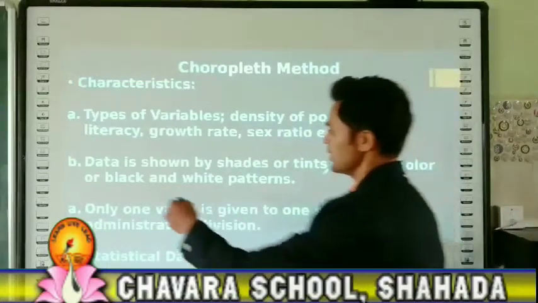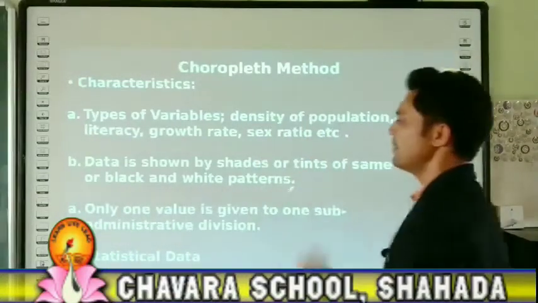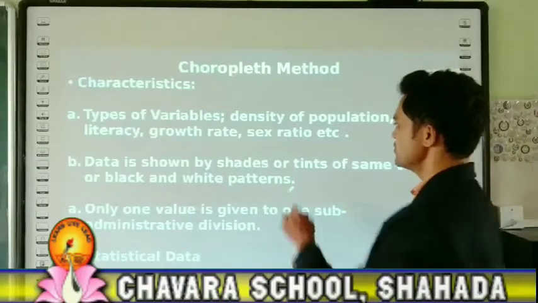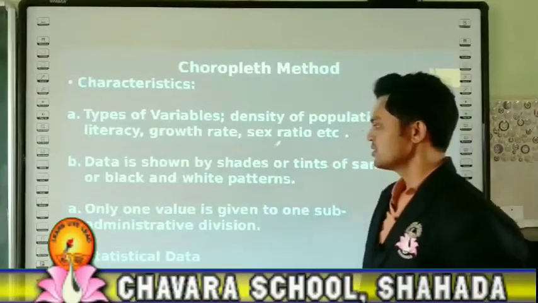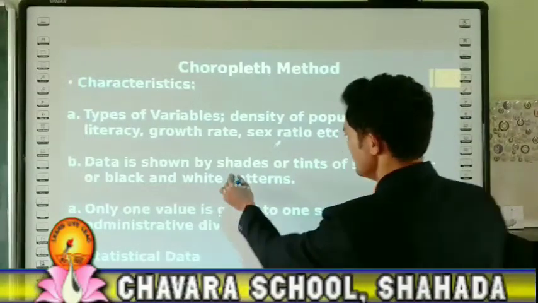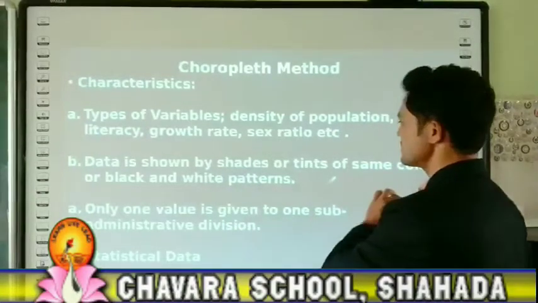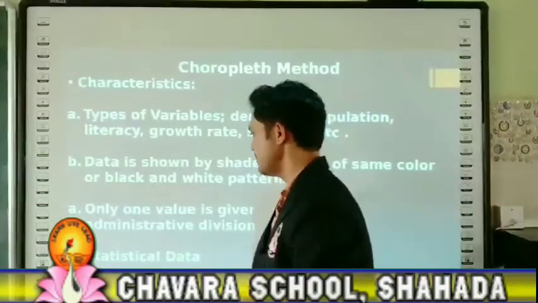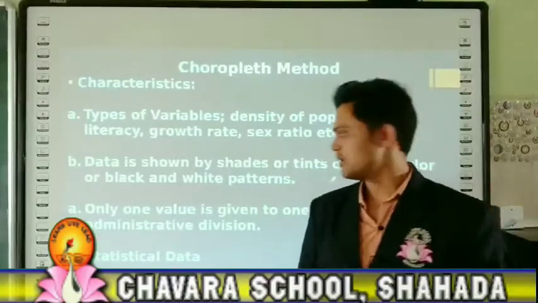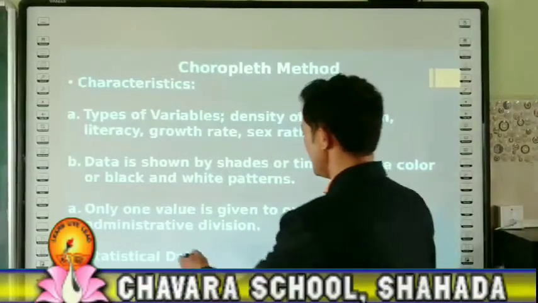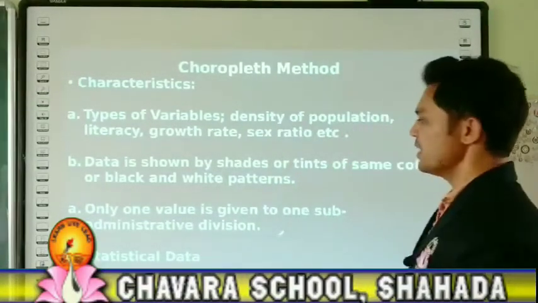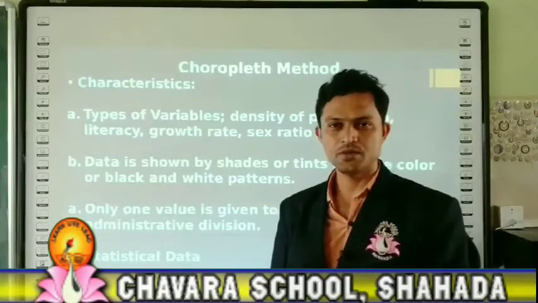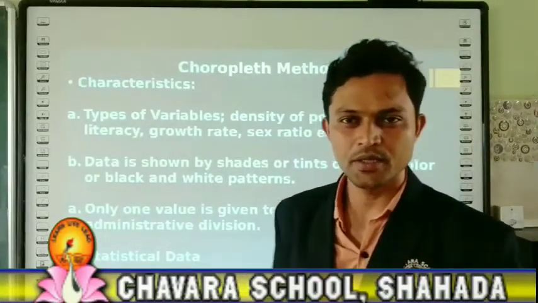And we can also make use of a black and white pattern to show the distribution of these variables. So the components which are used here are shades and tints of the same color, or a black and white pattern. And the third important thing: only one value is given to one sub-administrative division. So try to understand this concept.